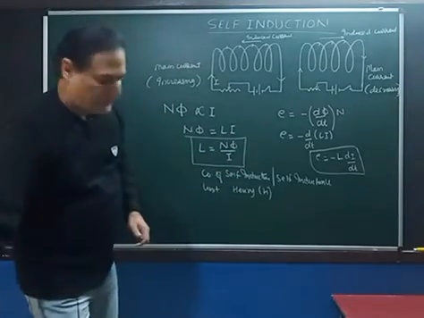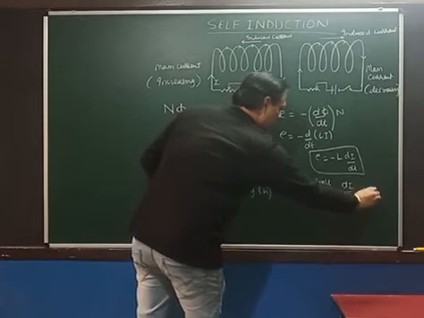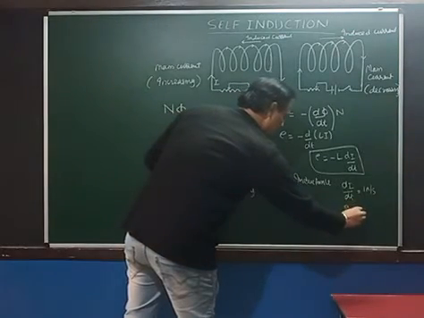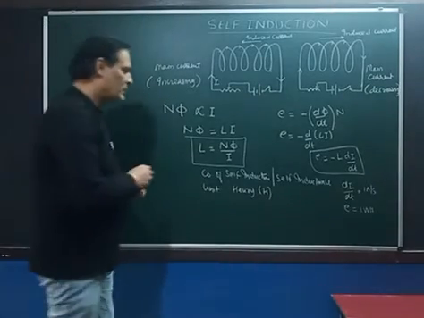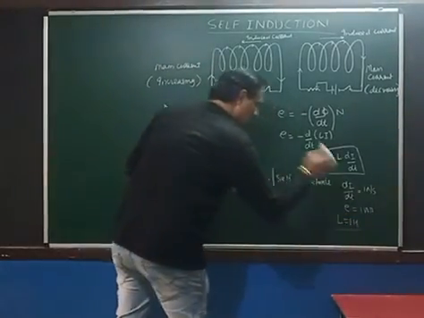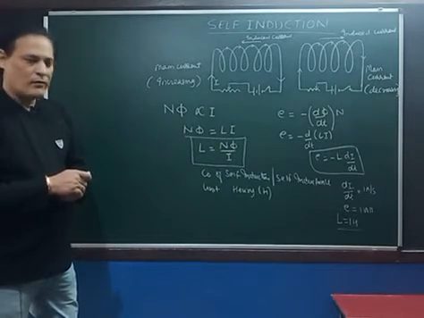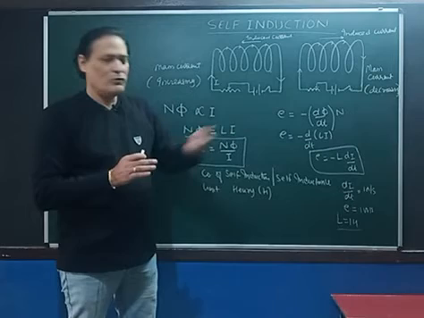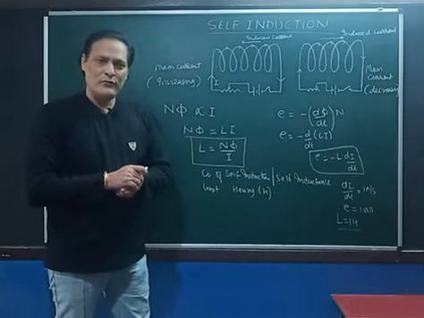So if we assume dI upon dt as 1 ampere per second and EMF as 1 volt, then the self inductance becomes 1 Henry. It means when induced EMF has magnitude 1 volt and the rate of growing or rate of falling or rate of change of current is 1 ampere per second, then the self inductance offered by the coil is 1 Henry.